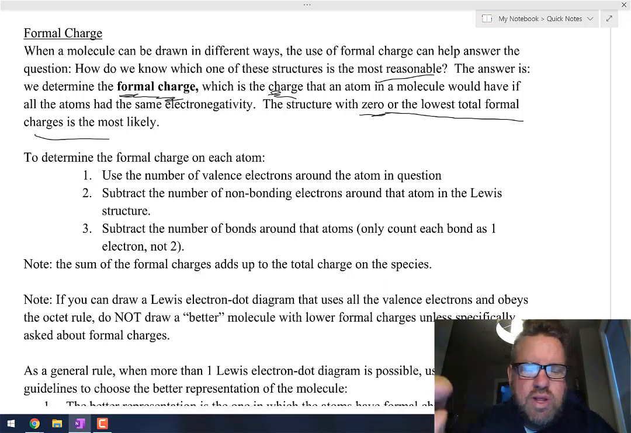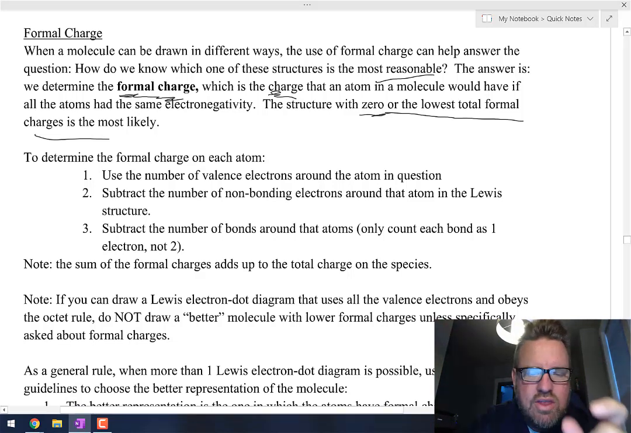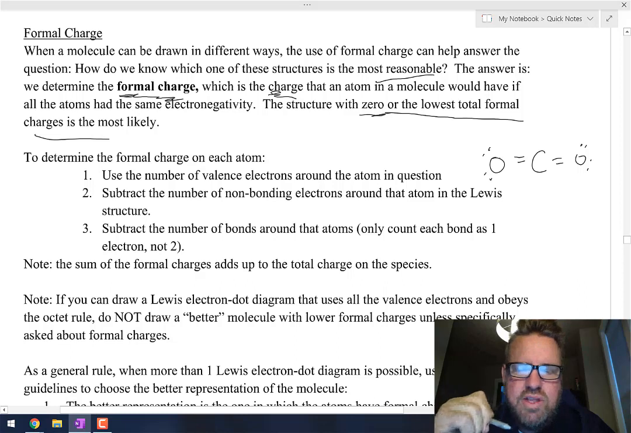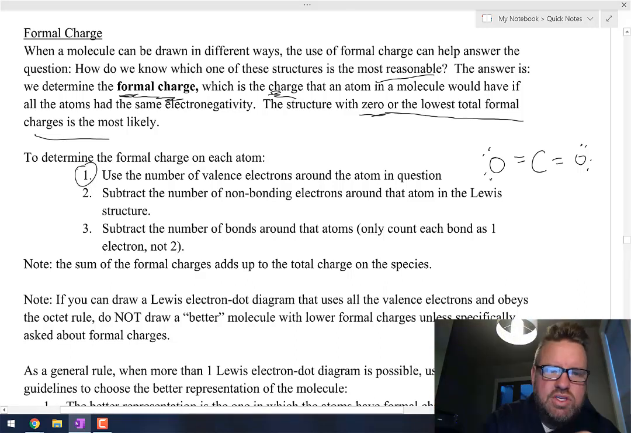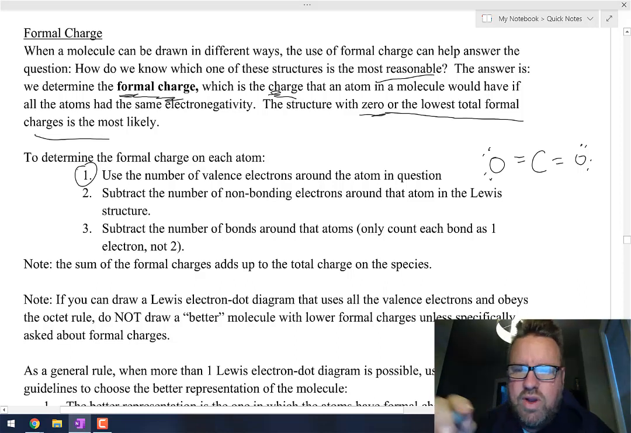So when you're determining the formal charge on an atom, number one, you start by looking at the atom in question and then looking at the number of valence electrons that atom has. So let's look at something really simple here that will hopefully help us understand this. Here's the CO2 molecule. You have to have a Lewis electron dot diagram to do this. Number one says use the number of valence electrons around the atom in question. So let's say they're asking about the formal charge of carbon. Well, we could do oxygen as well.